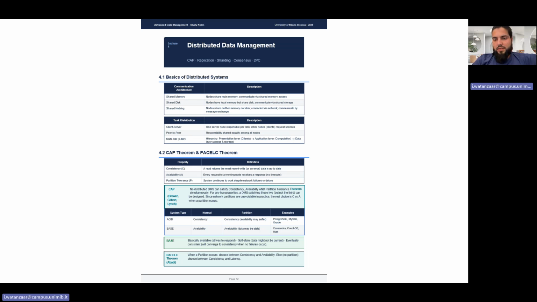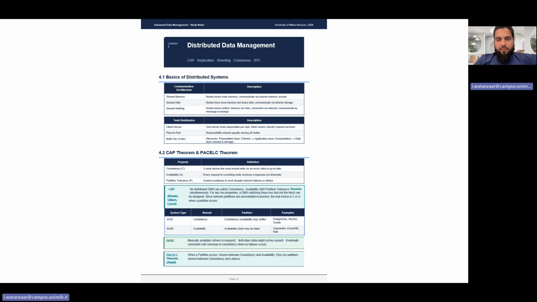The most common among the multi-tier is the three-tier. In the hierarchy, the presentation layer is the clients, the application layer handles computation, and the data layer handles access and manages the storage. That's one of the famous multi-tier architectures. This is how they distribute the load, the data and the tasks among multiple nodes.